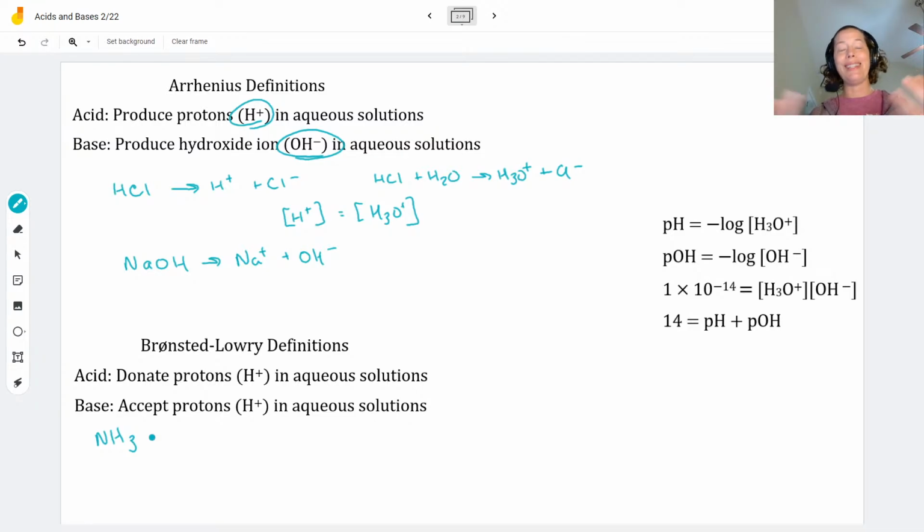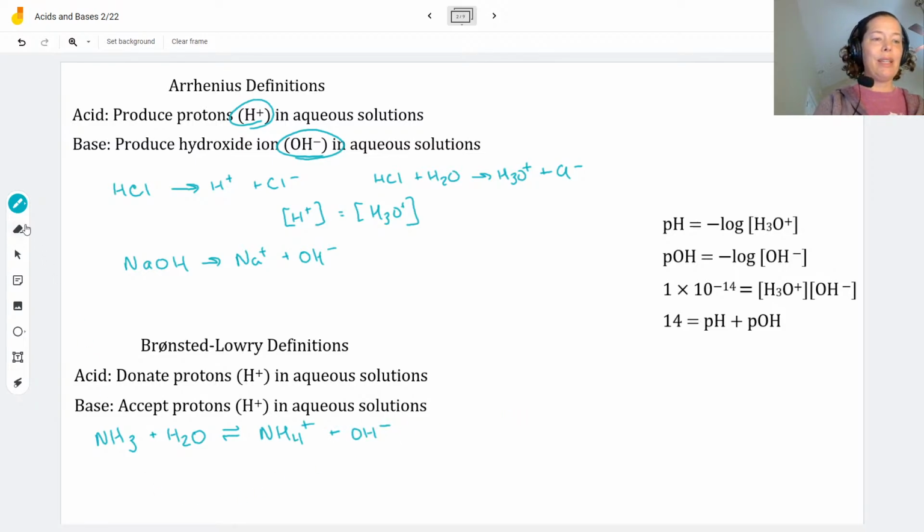They're like, it's a base, but it doesn't produce hydroxide. But I'll show you what it does. So if you put it in aqueous solutions, you get an equilibrium. And what happens, oops, I forgot my N, is you get NH4, or the ammonium cation, and you get hydroxide anion.